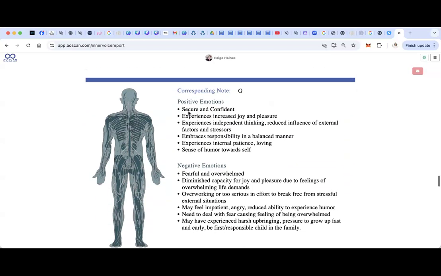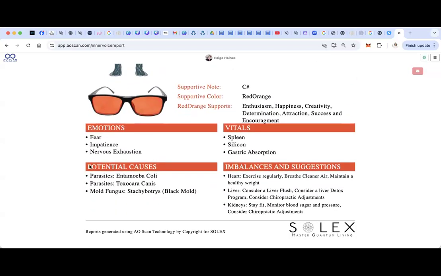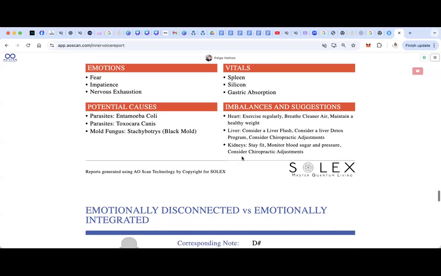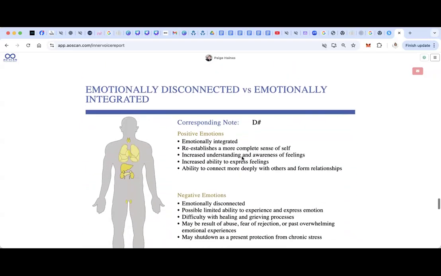Okay. So then I've got fear versus confident, and I'm coming down. So again, fear. That is a full-on nervous exhaustion. Yep, that's a bit of stress. All right, so we've got a few parasites there. My spleen's come up again. Gastric absorption, that's my digestion, right? Okay, so we come down here. Liver. Liver's always a big one for me anyway. Blood sugar, it's picking up. Kidneys and heart. Okay, all stress related.